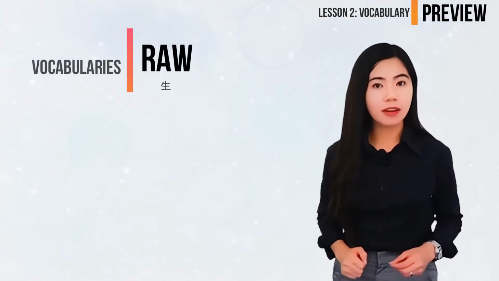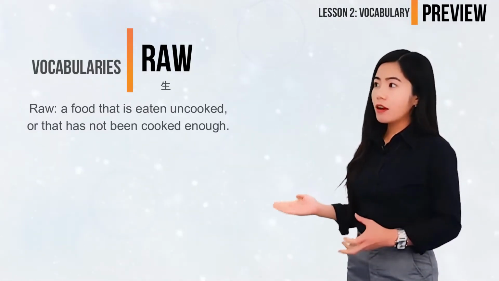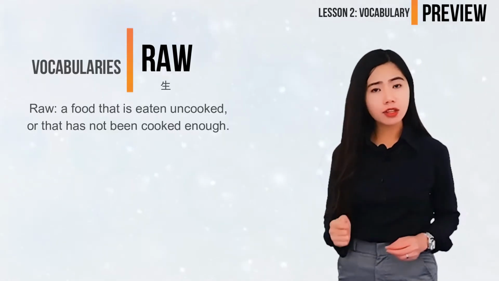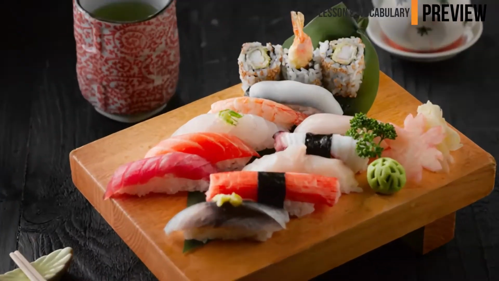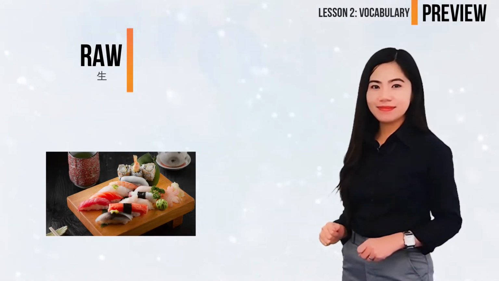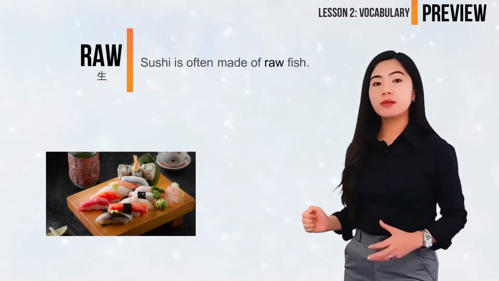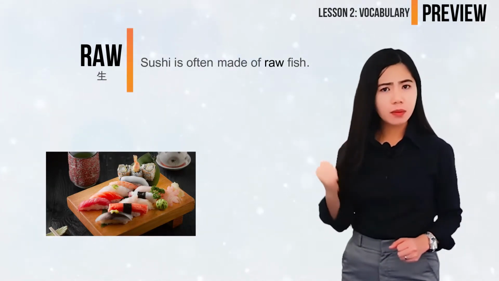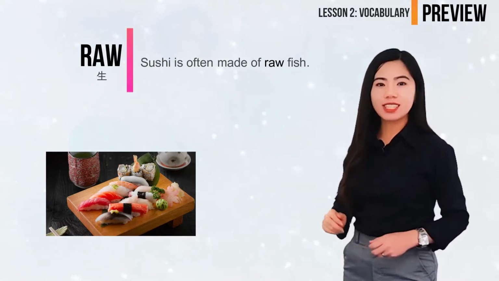And our next vocabulary is raw. Raw food is a food that is eaten uncooked or that has not been cooked enough. Together, let's say raw. Raw. Sushi is often made of raw fish. Come on, let's say it together. Sushi is often made of raw fish.